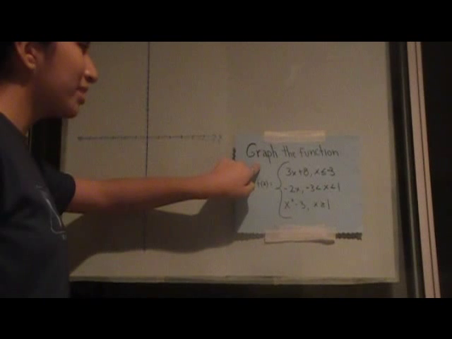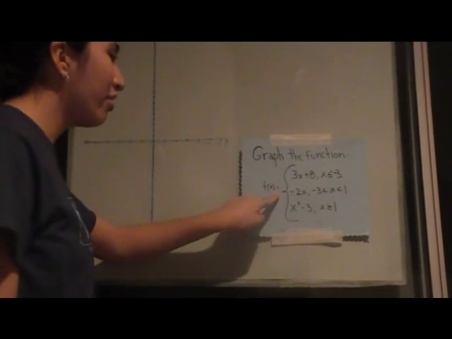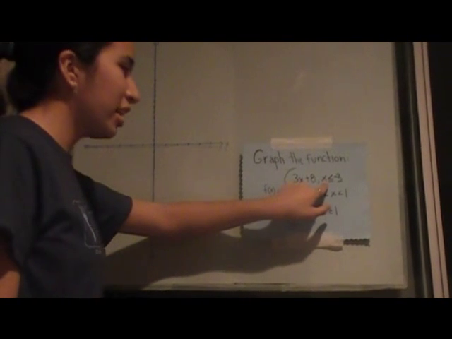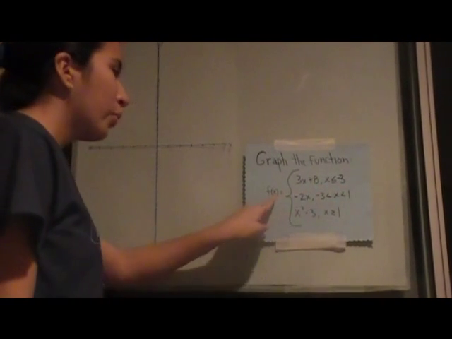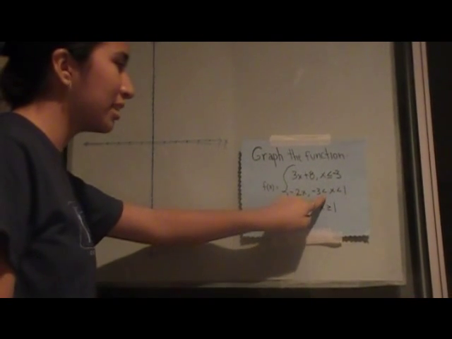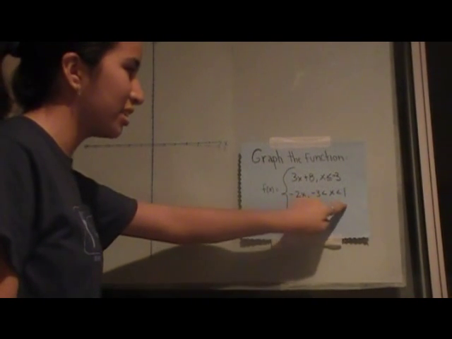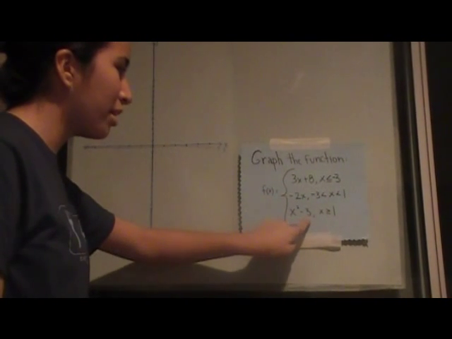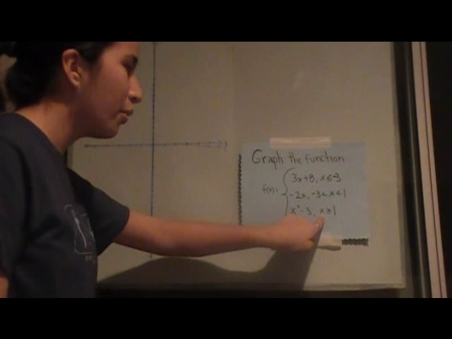Our first problem is telling us to graph the function where f of x is equal to 3x plus 8, where x is less than or equal to negative 3; where f of x is equal to negative 2x, where negative 3 is less than x is less than 1; and where f of x is equal to x squared minus 3, where x is greater than or equal to 1.